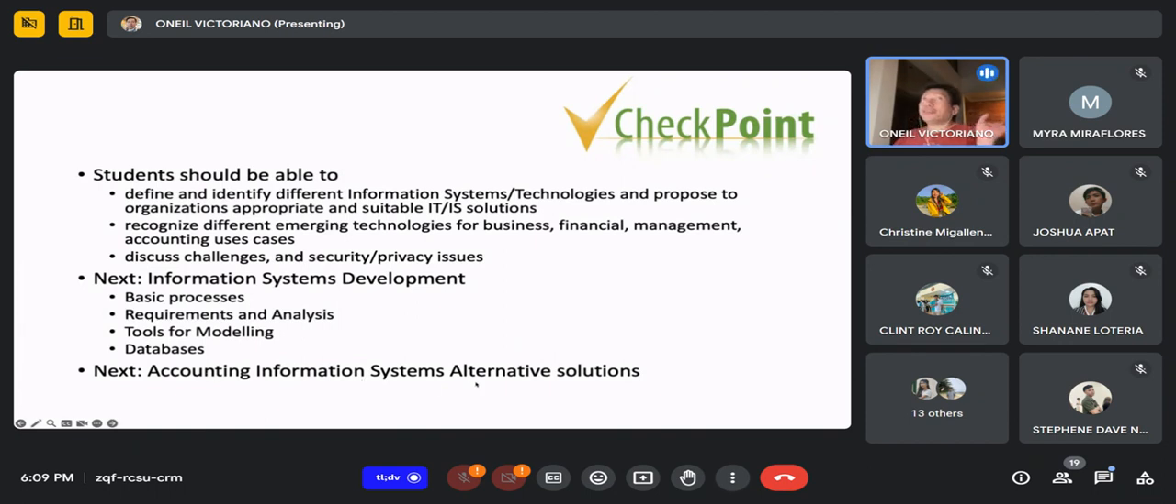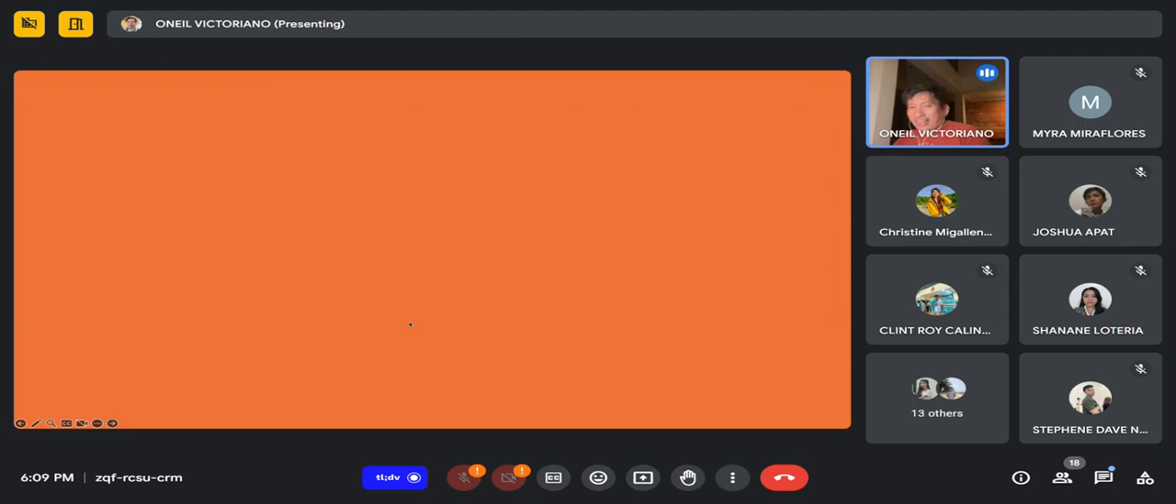We'll look into different cycles and be able to recall these different cycles and alternative solutions for the accounting information systems cycle. Okay, so this is just one third.